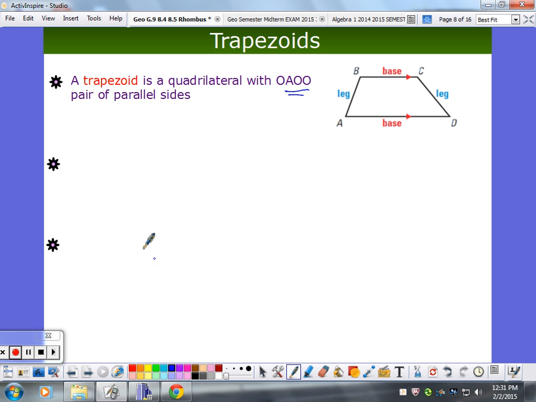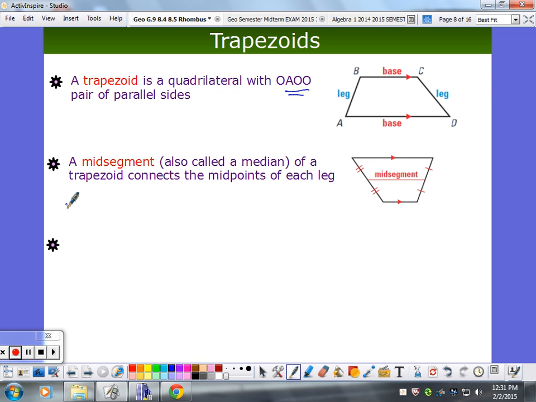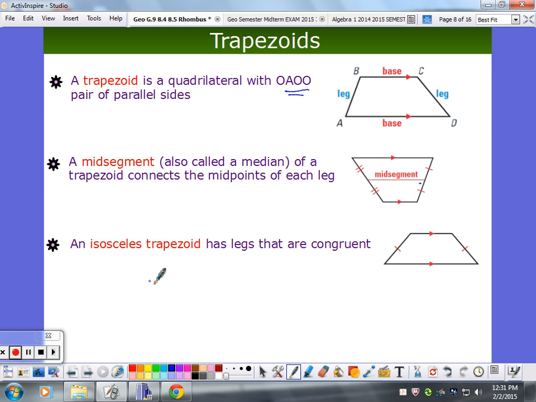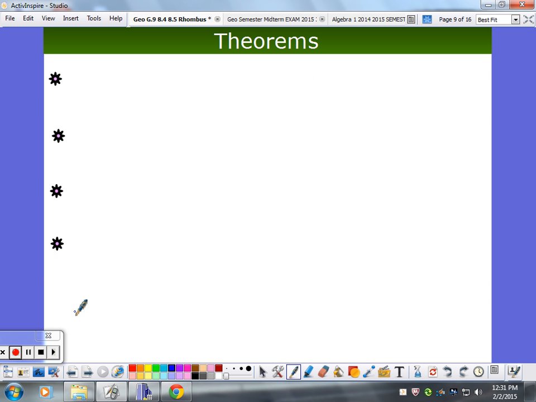Okay, trapezoid. So a mid-segment, just like a mid-segment in a triangle, will connect midpoints. The mid-segment of a trapezoid connects the midpoints of the non-parallel sides. So that's called a mid-segment. You will sometimes see this called a median. They mean the same thing. An isosceles trapezoid is when the non-parallel sides are congruent. That's an isosceles trapezoid. Okay, so just terminology. And here come the theorems.